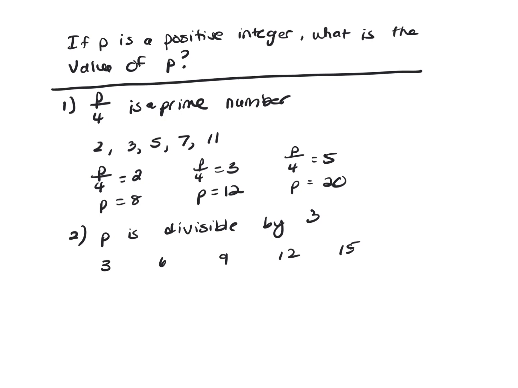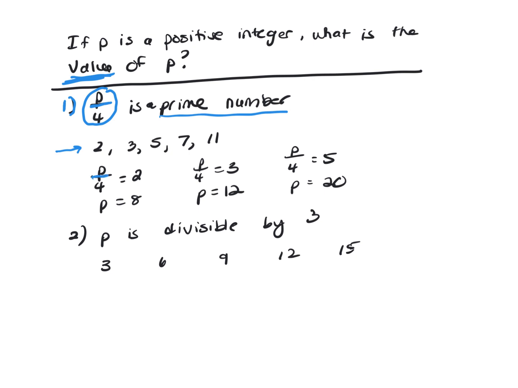We know that P is positive, and we're trying to figure out the value of P. So clue 1 says P divided by 4 is a prime number. And so what I did here was I listed the prime numbers. Well, not all of them, but 2, 3, 5, 7, 11. And it says P over 4 is a prime number.